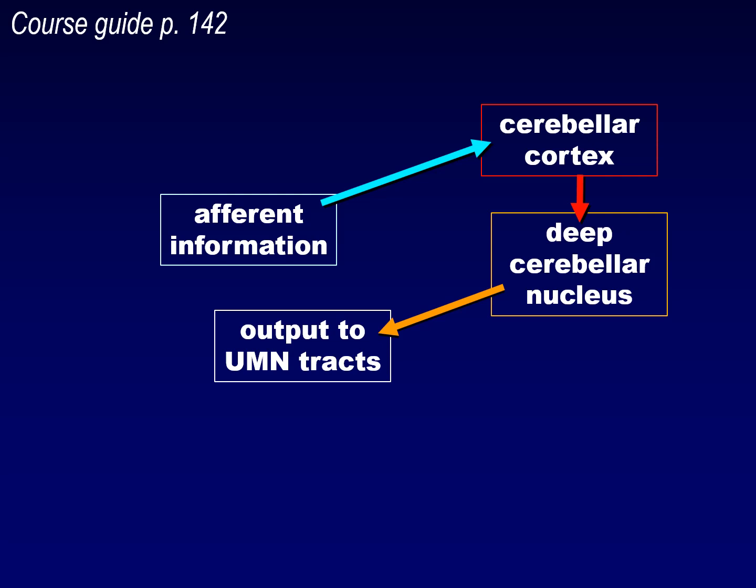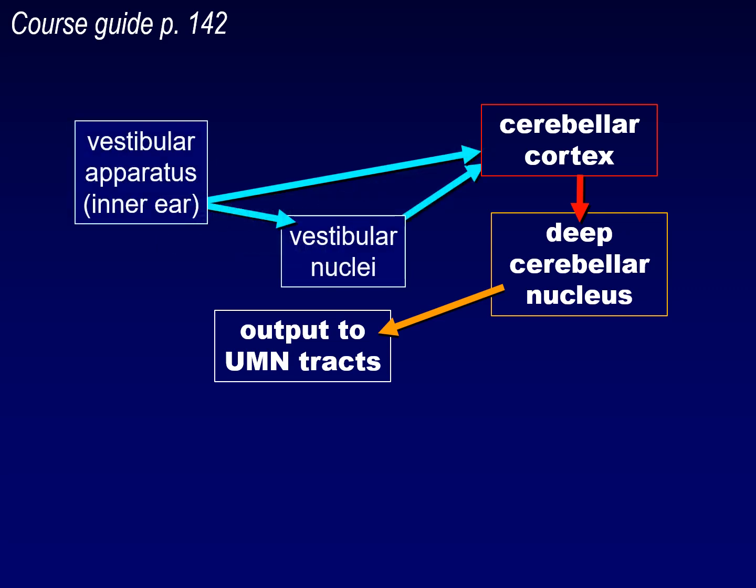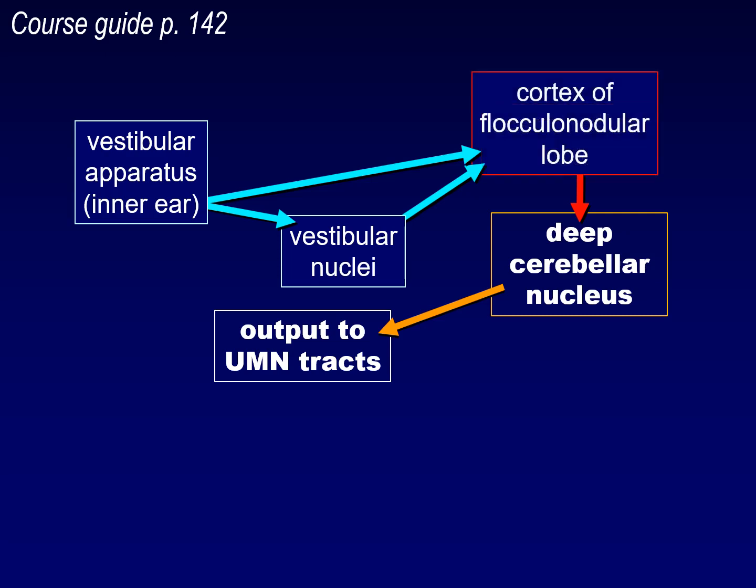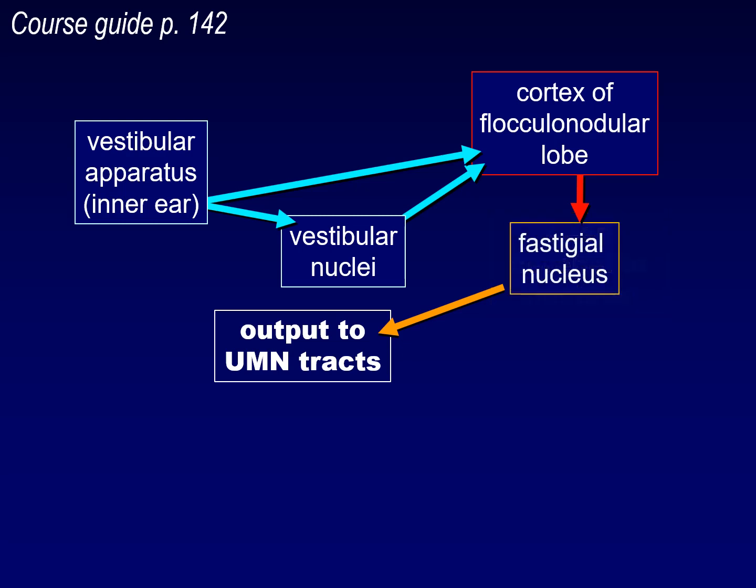Now, if we start plugging in the specifics, what we find is that the vestibular system, a few directly from the apparatus in the inner ear, but mostly from the vestibular nuclei, is going to project to the cerebellar cortex. And of course, specifically, we're talking about the flocculonodular lobe. And the Purkinje neurons of the flocculonodular lobe are going to project with their inhibitory axons to the deep cerebellar nuclei, and specifically for these medial motor systems, that will be the fastigial nucleus.